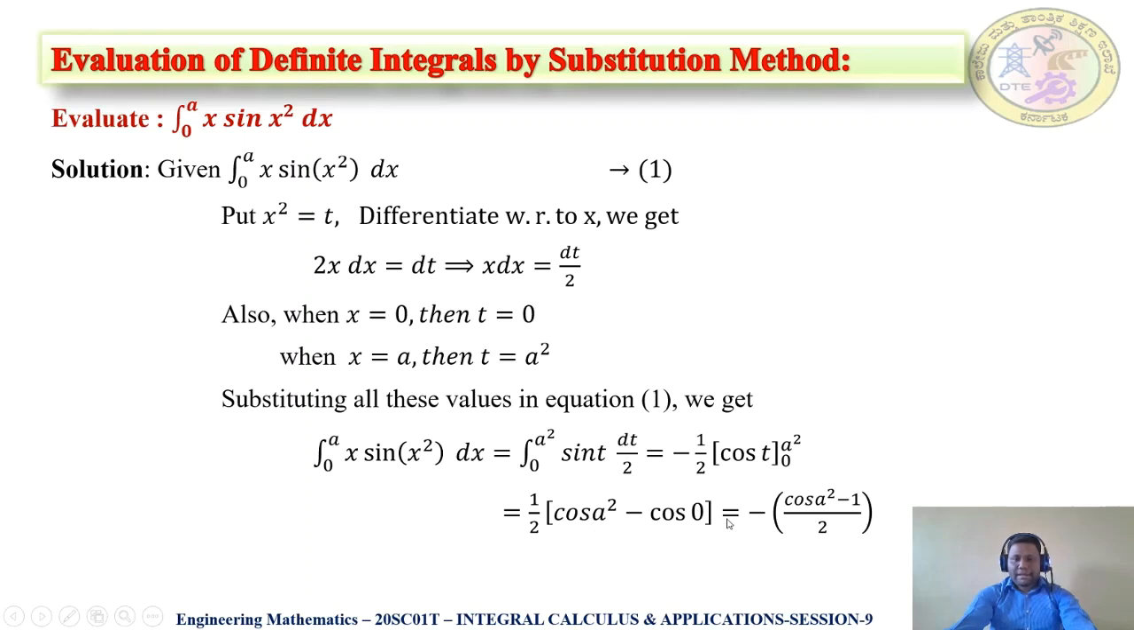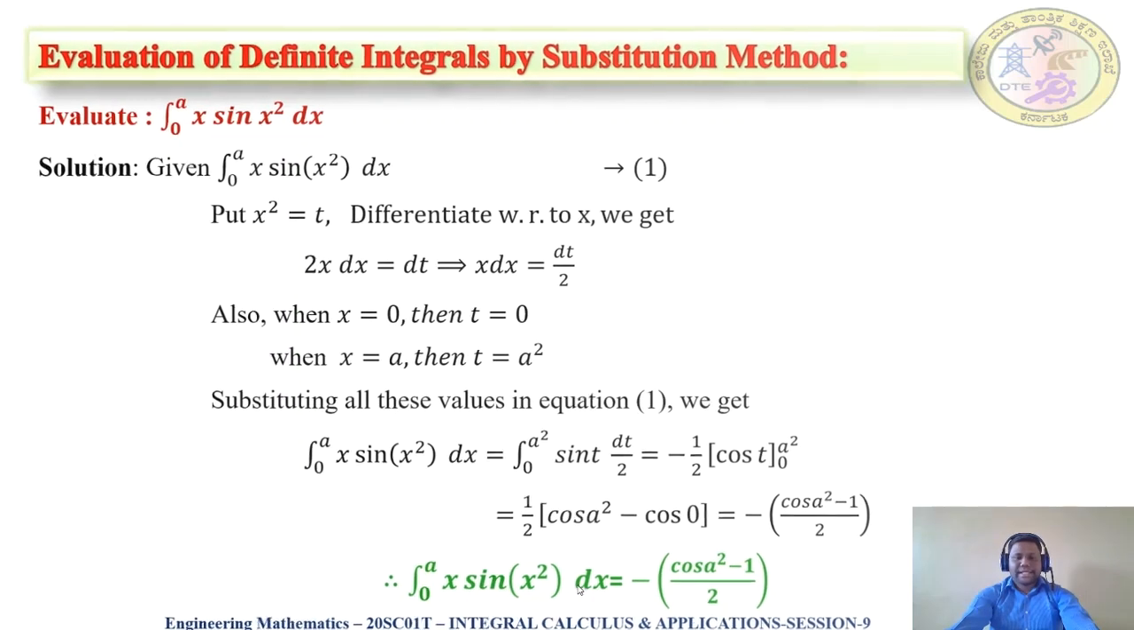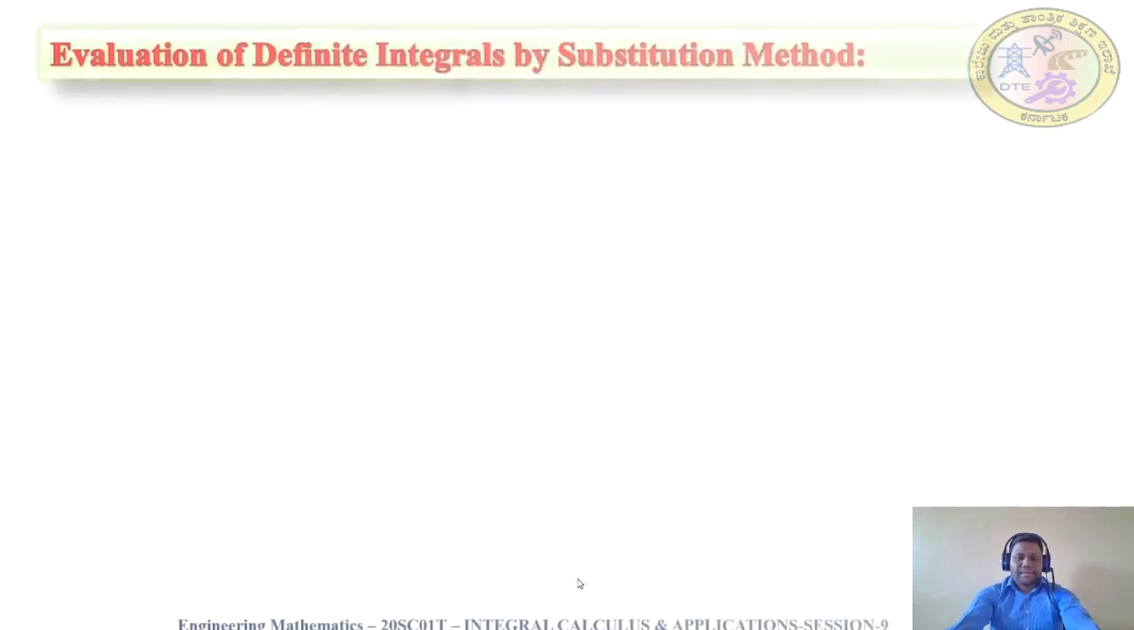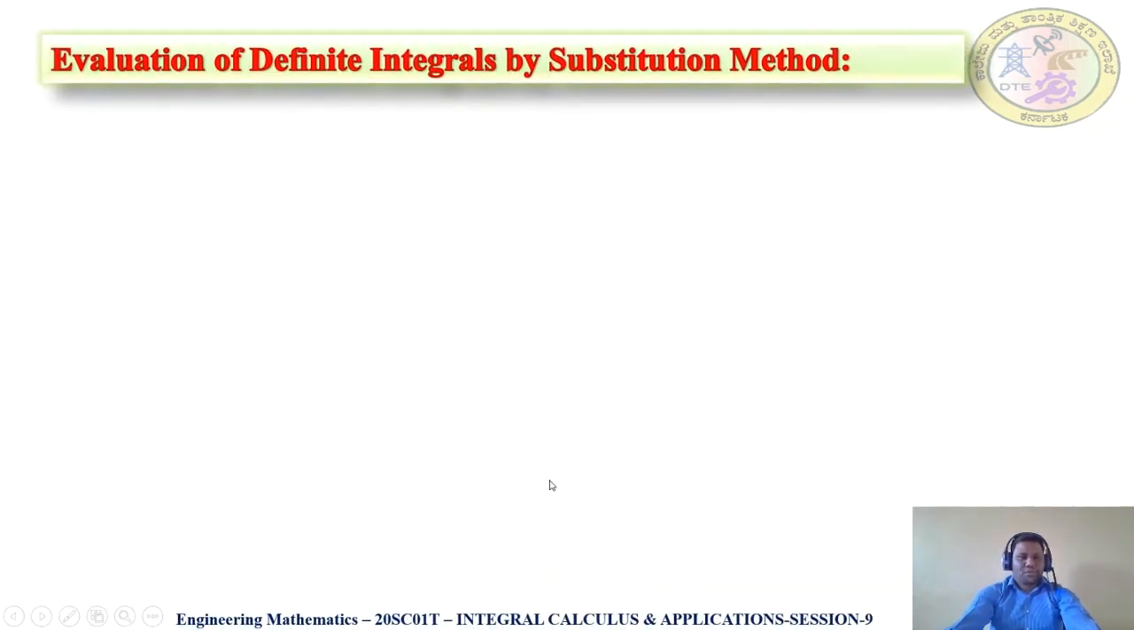Therefore, we get minus of cos a square minus this value is 1 whole divided by 2. Or you can write minus 1 by 2 into cos a square minus 1. Therefore, integration from 0 to a, x into sine of x square dx is minus of cos of a square minus 1 whole divided by 2. Now we take another one.